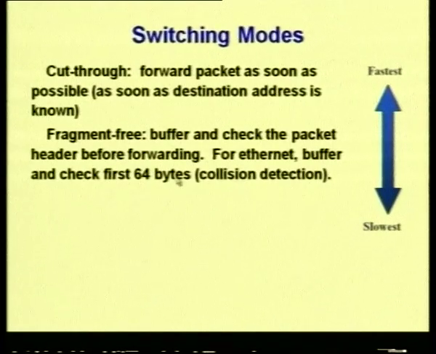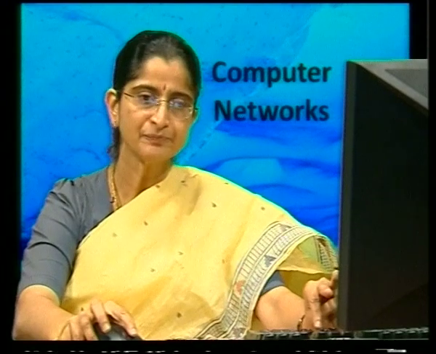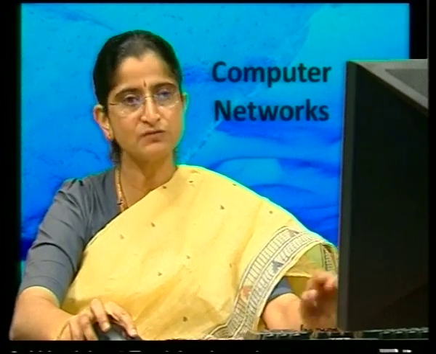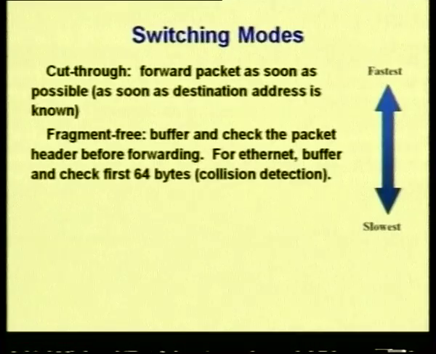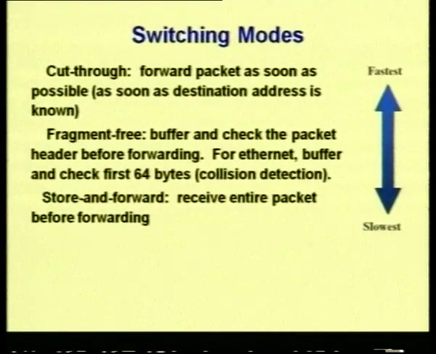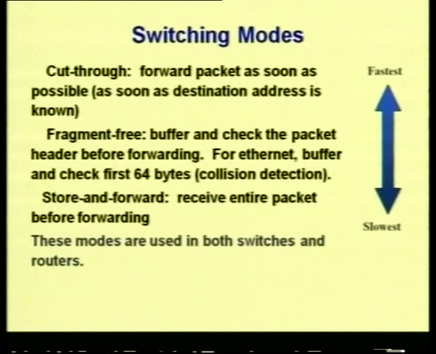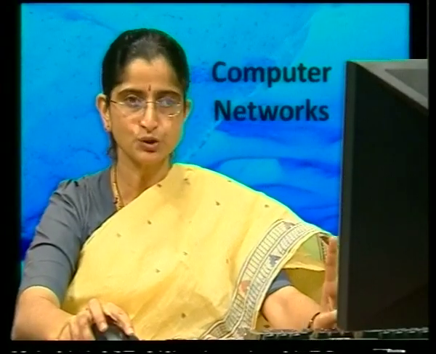Remember that we need 64 bytes to detect the collision. So you buffer for 64 bytes and then you make sure that there is no collision, therefore you can forward the packets. Otherwise, you may also be forwarding packets which may result in a collision. So to avoid that, we make use of this particular mechanism. The third is store and forward switching, where you receive the entire packet before you do the forwarding. Now these modes are used in both switches as well as routers. When we talk of switches, we talk of a layer 2 switch and a layer 3 switch.